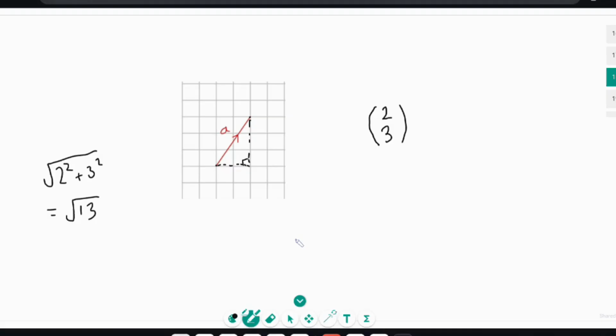So a general formula to find the magnitude of a vector: if we had the column vector here, (x, y), its magnitude, its length, is the square root of x squared plus y squared.